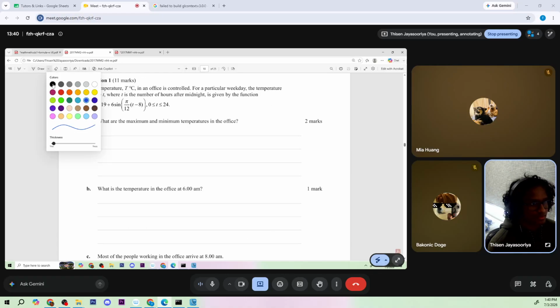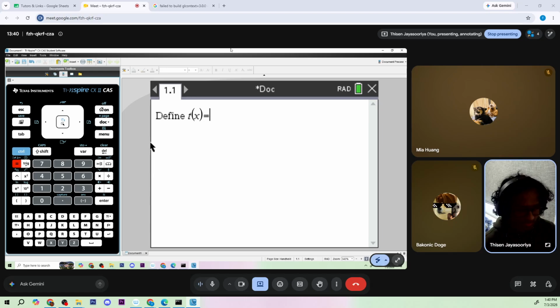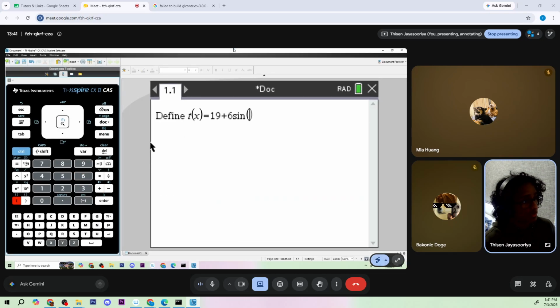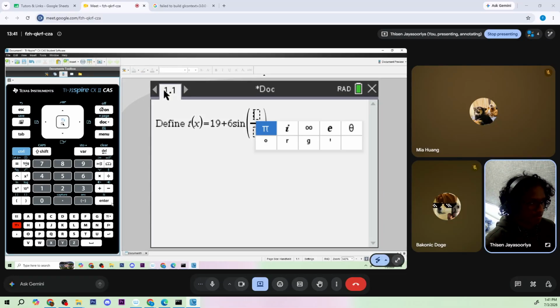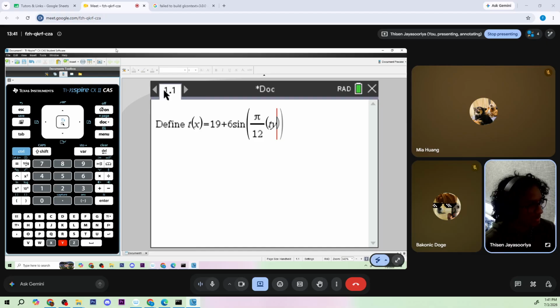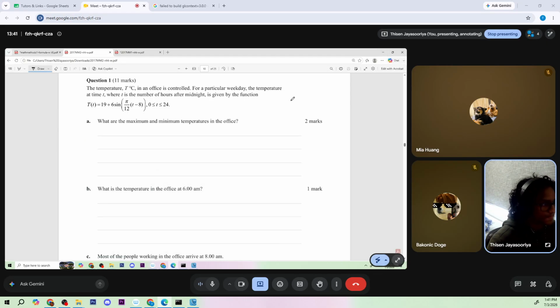So I'm going to use the black pen. And here my calculator screen is free. Here I'm going to define the function. So the function is going to be T of t. I'm just going to define it as T of x because my calculator doesn't like T of t. 19 plus 6 sine of pi over 12, times x take away 8. So I've defined that function there.